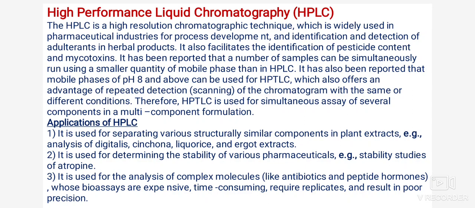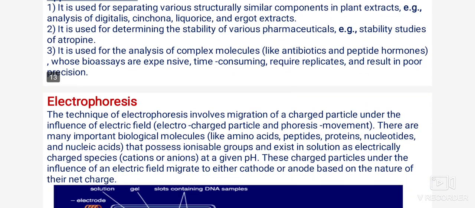So, applications of this high-performance liquid chromatography: it is used for separating various structurally similar components in plant extracts. Example, analysis of digitalis, cinchona, licorice and ergot extract. It is also used for determining the stability of various pharmaceuticals. Example is stability studies of atropine. It is used for the analysis of complex molecules like antibiotics and peptide hormones whose bioassays are expensive, time-consuming, require replicates and result in poor precision.